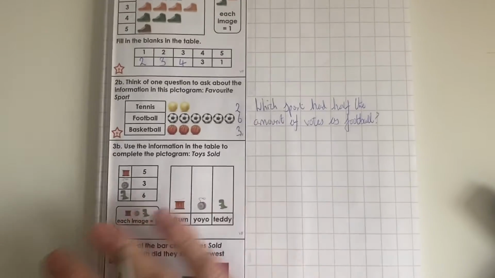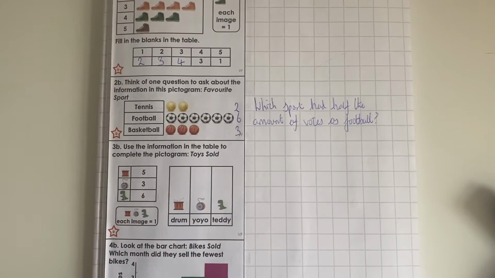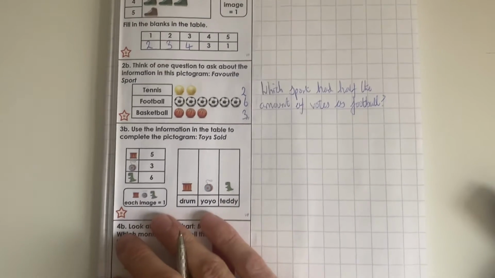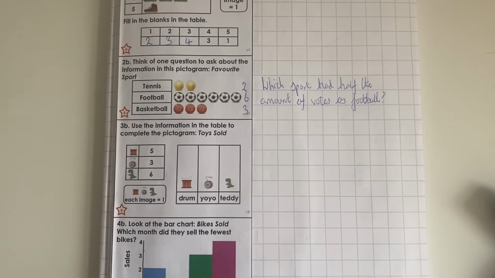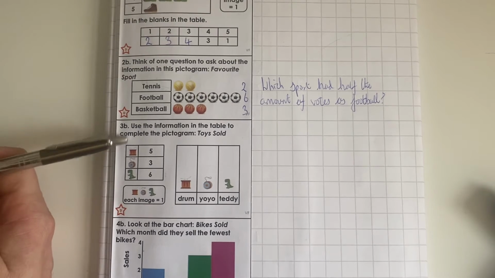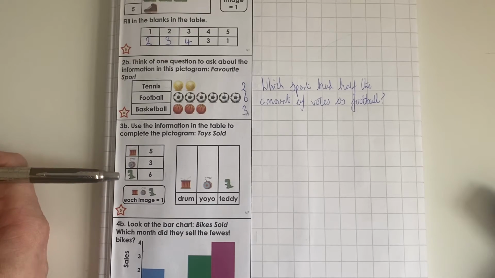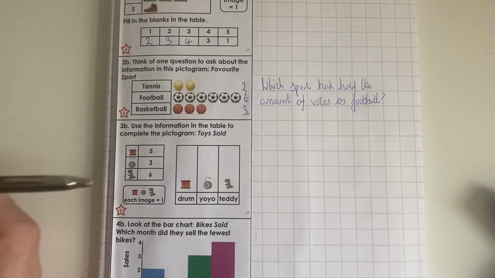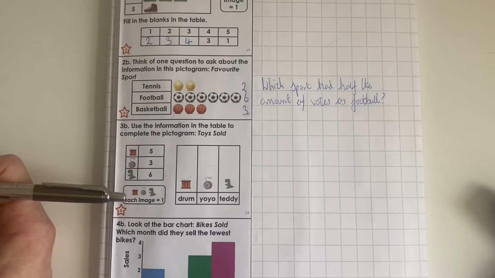So that's question 2b. Question 3b, use the information in the table to complete the pictogram, toys sold. In this case, if you don't have a printer, I would just draw out this table and draw out the pictogram. We've got toys: a drum, a yo-yo, a dinosaur and a teddy. Each picture represents 1.